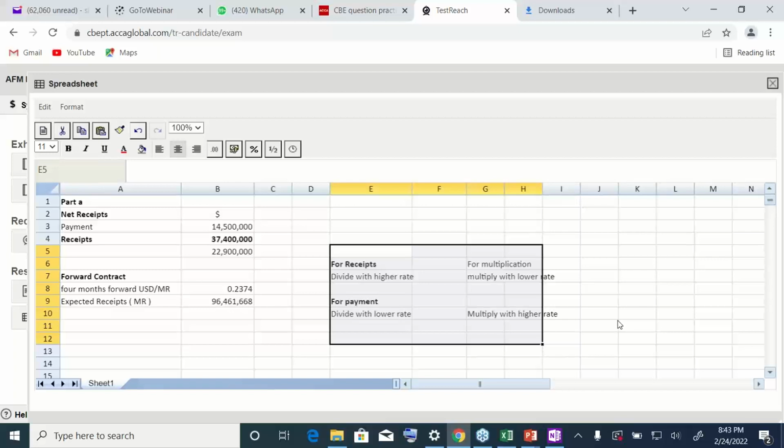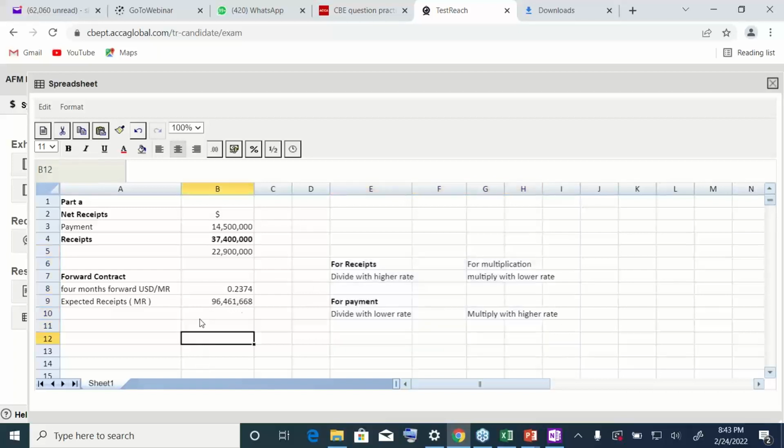Money market hedge is hardly tested, because money market hedging was a major topic of financial management F9. So it will not be tested frequently. So guys, next is future contract.